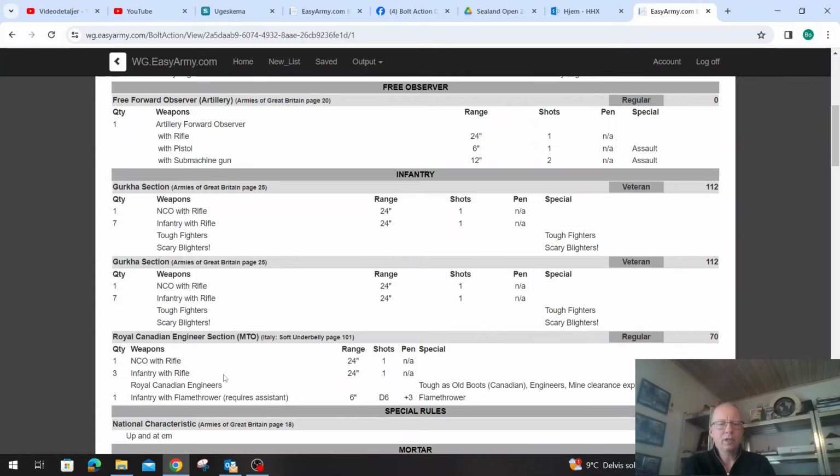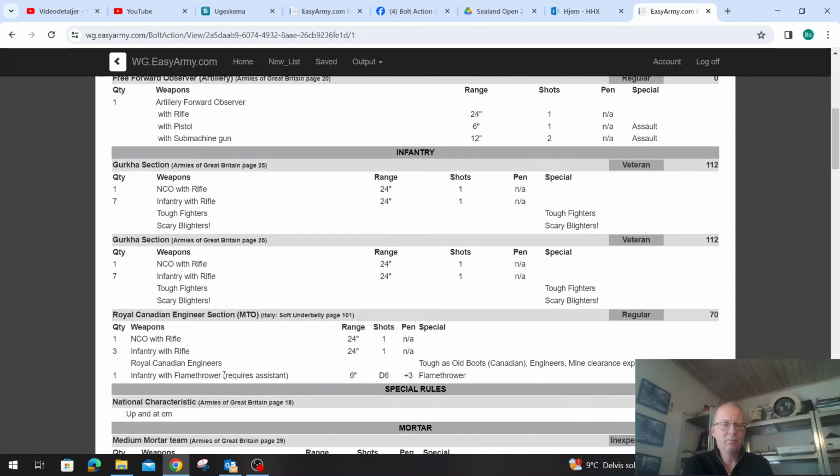A single unit of Royal Engineers, regulars, saving the points. I've just bought them bare bones with a flamethrower. 5 men, regulars. I'll show you where they go in a minute. Up and Adam, because that works really well with my Gurkhas. I'm really used to working that. I know how to do it.